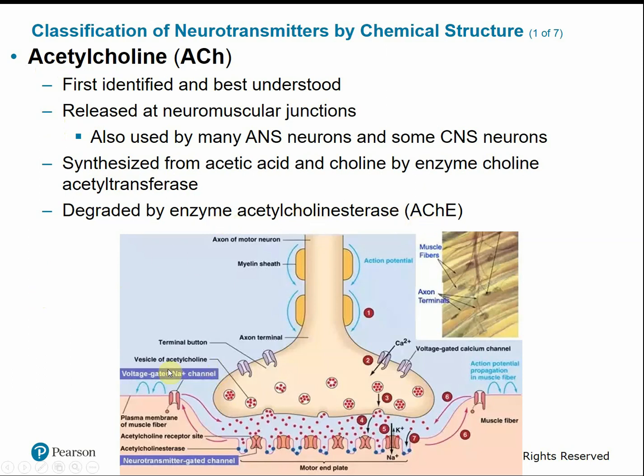So again, showing the neuromuscular junction, the action potential or the electrical impulse signal reaches that neuromuscular junction, causes the axon terminal to release acetylcholine, which binds to specific receptors on the surface of the muscle cell, which ultimately lead to an action potential and muscle contraction.